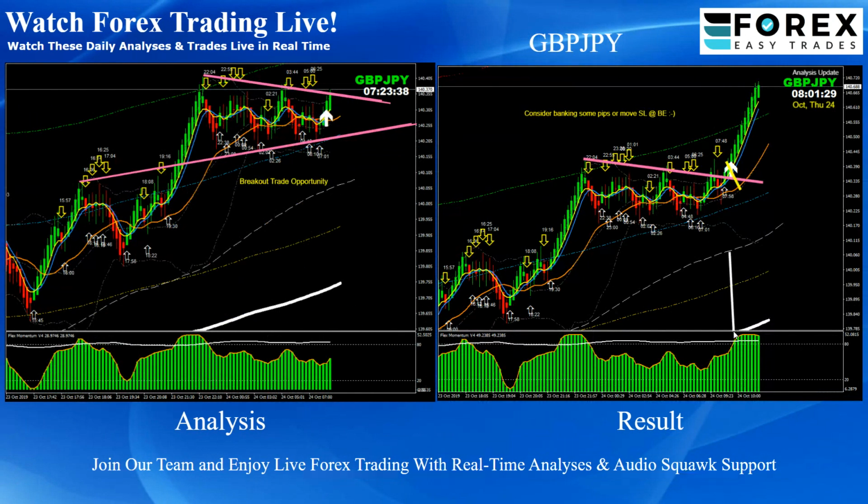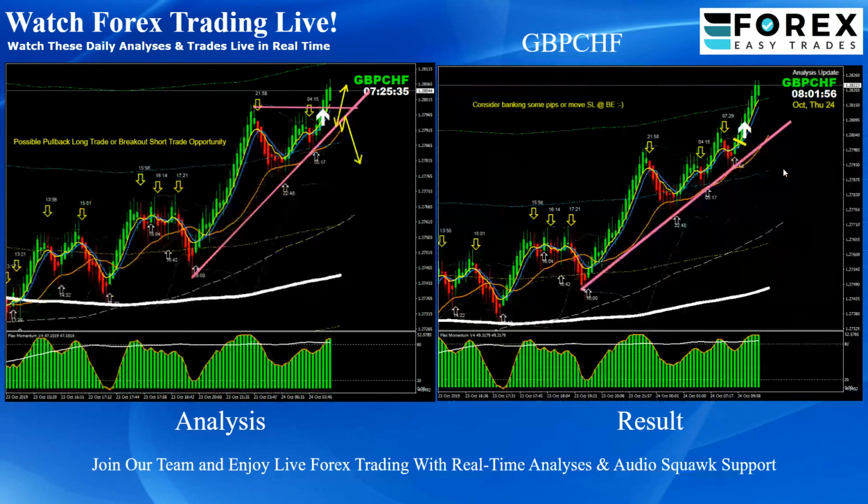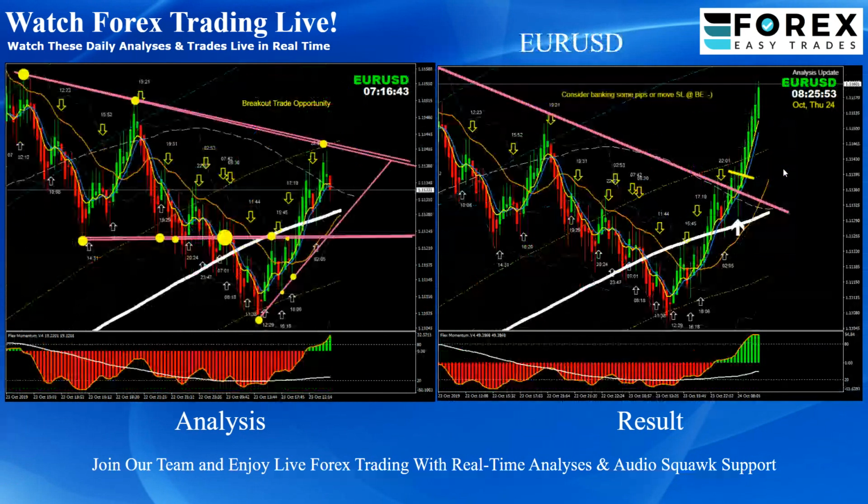And based on the momentum, I always explain it in the platform. If I look for the long breakout, as you can see, the price nicely hit the first target, and we said as soon as we see some reversal, it's time to bank some profit. Same thing on pound Swiss franc and euro USD.